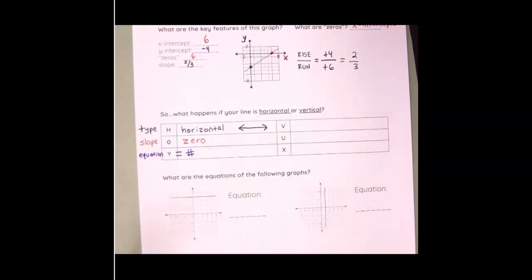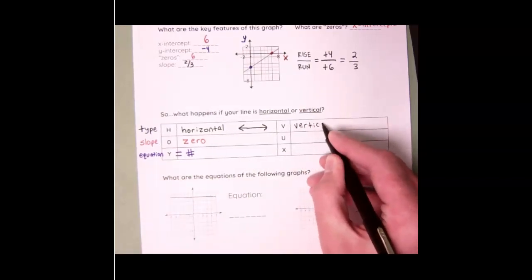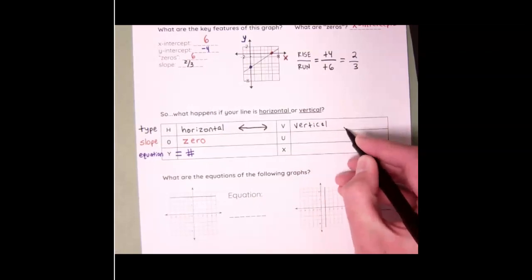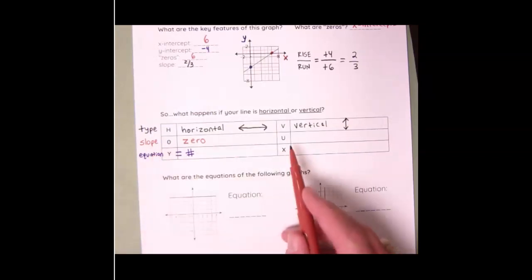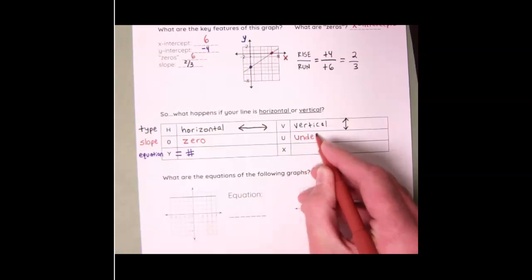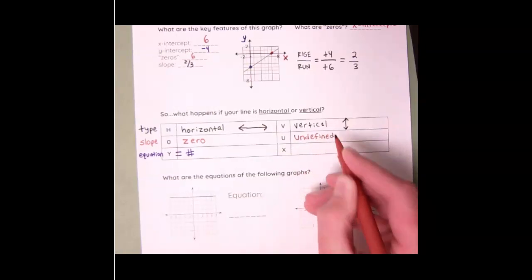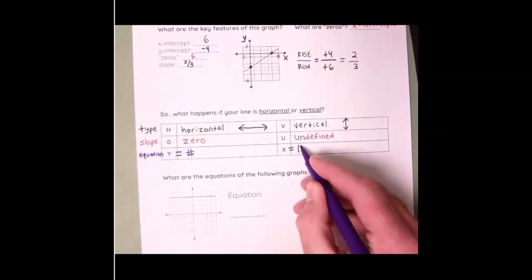Okay, let's try vertical. If we have a vertical line, that means our line is going up and down, right? And our slope would be undefined. That's what the U stands for. So our slope is undefined. We don't have a slope with a vertical line. It is undefined. Now for our equation, it would be x equals a number.